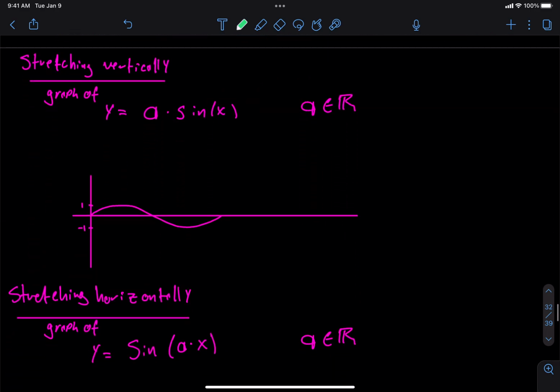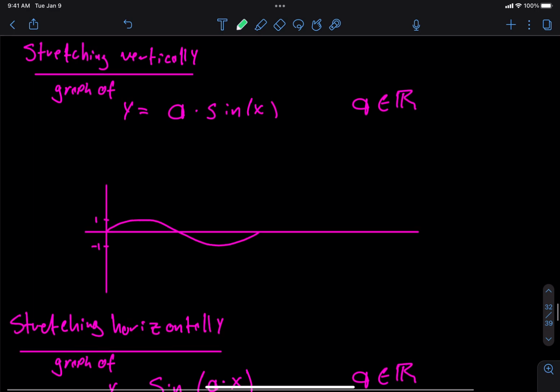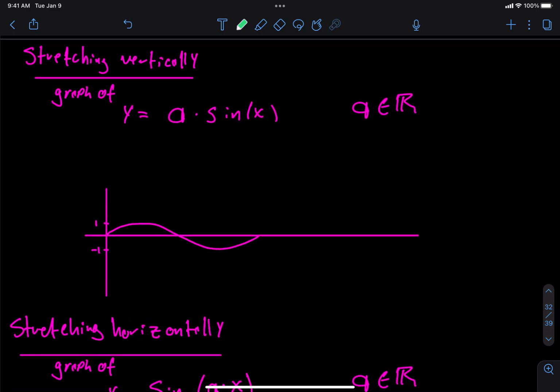So I want to talk about transformations of trigonometric functions, right? So remember way back when we learned all of those different ways that we could move a function up, down, side to side, squish it, stretch it, bop it, twist it. We can do everything, right?